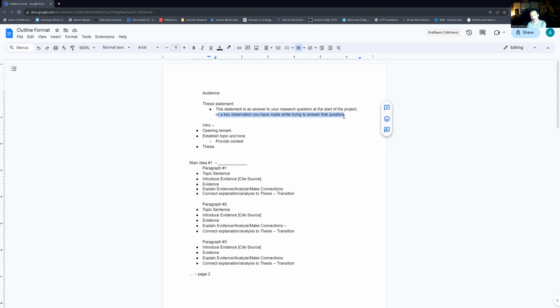By this point, you should know how to write a thesis statement. If you're not sure how, look that stuff up. Go online, how to write a good thesis statement. There are so many great resources out there that can help. So, a thesis statement in which you either present an answer, if there's a clear-cut answer, or more likely, present a key observation of some kind.